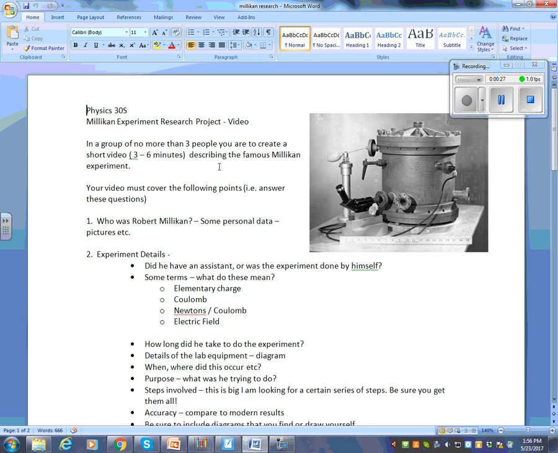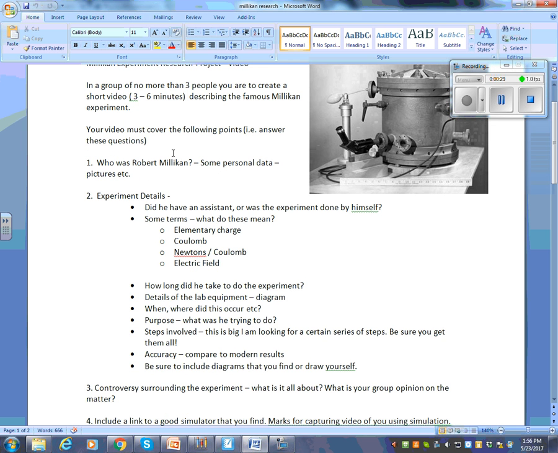Okay, so anyways, you have to cover some information about who was Robert Millikan. Experiment details. Did he have an assistant? Did he do it by himself? Some terms. You need to know what these terms are. I would expect you to define them in the video. Elementary charge, coulomb, newtons per coulomb, electric field. Those are the 4 things.